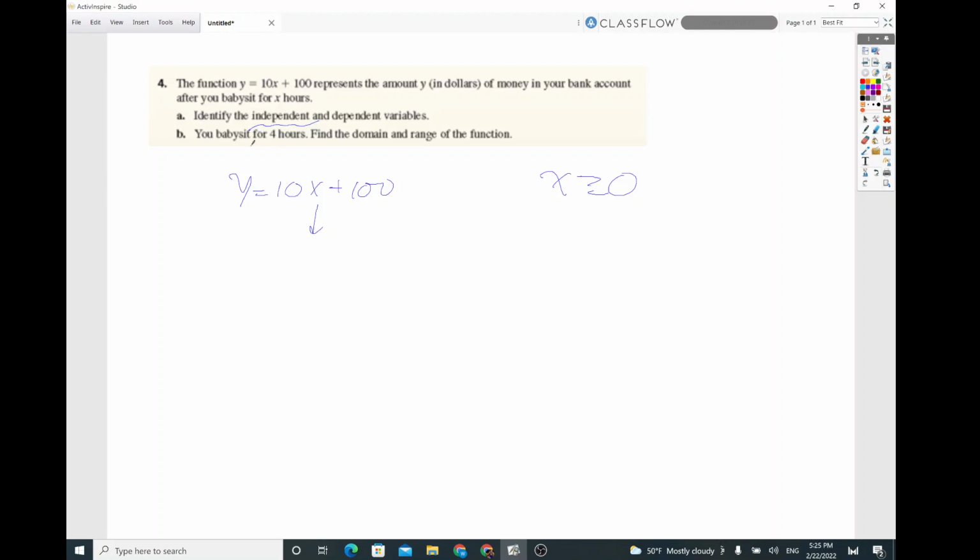Now this one says to define the variable, so x would be the independent variable. And then y would be called the dependent variable. Again, y is based on the value of x.